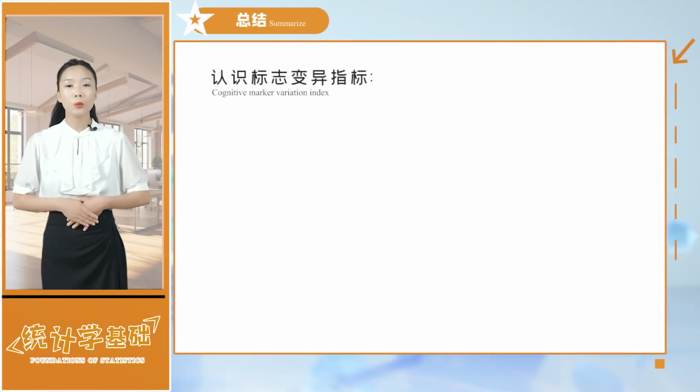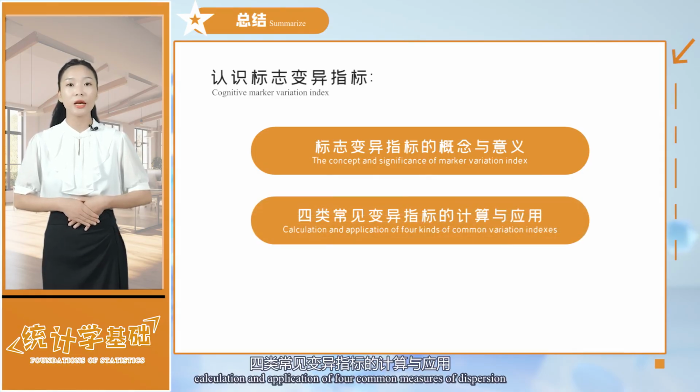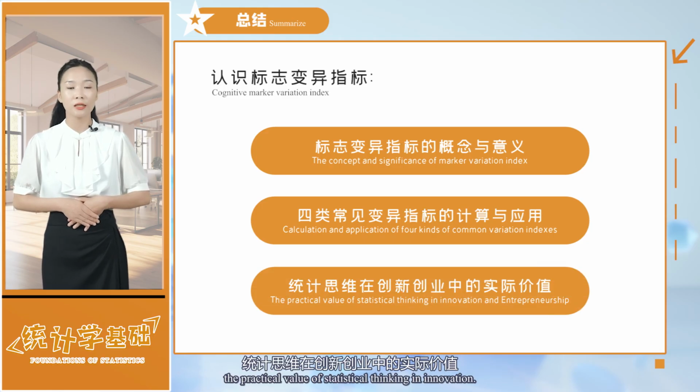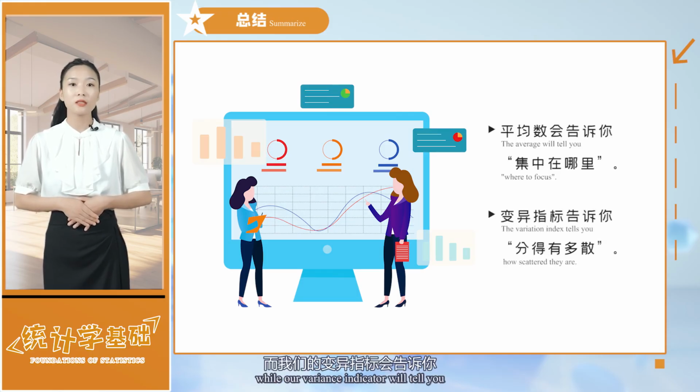So today, we have learned the concept and significance of indices of variation, and the calculation and application of 4 common measures of dispersion, and the practical value of statistical thinking and innovation. Please remember that the average tells you where the center is, while our variation indicator will tell you how scattered the data is.